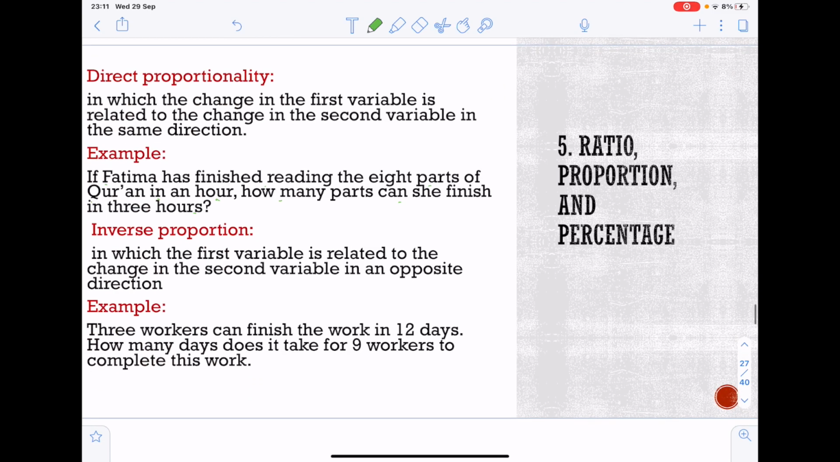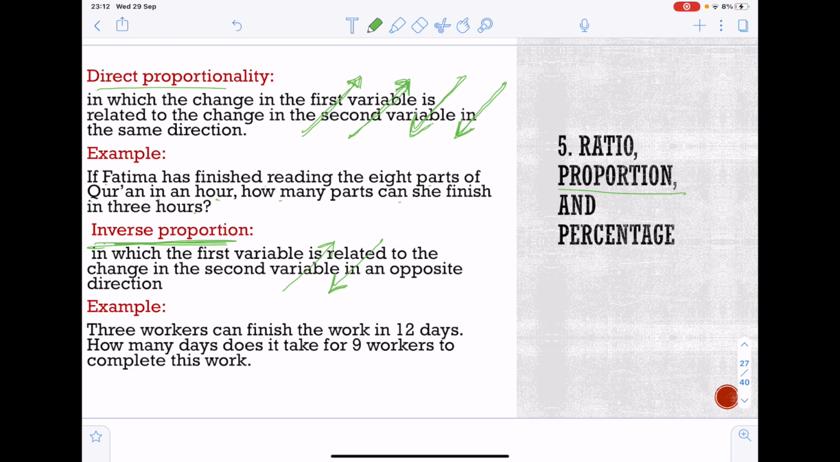Okay, so also here we have for the proportion, we have the direct proportion and the inverse proportion. For the direct proportion, the change in the first variable is related to the change in the other variable, and they have the same direction. For example, if the first variable is increasing, the second variable is also increasing. And if the first variable is decreasing, the second variable is also decreasing. So they have the same direction. But for the inverse proportion, if the first one is increasing, the second one will decrease.